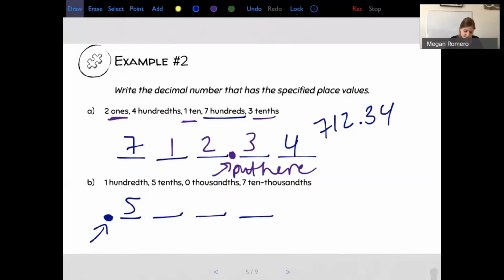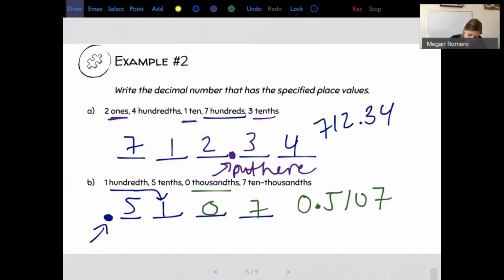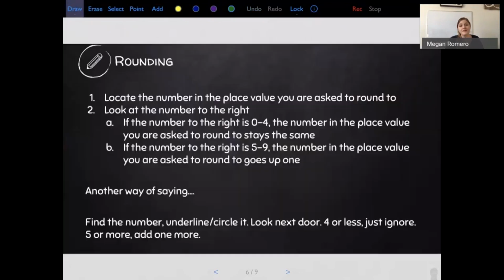After tenths, we have hundredths. We have 1 of those. After hundredths is thousandths. We have 0 of those. And then after thousandths is 10,000ths. So this number is 0.5107. You don't have to write the 0 in front. I just do, that's the way I was trained, but you could write it as .5107 as well.